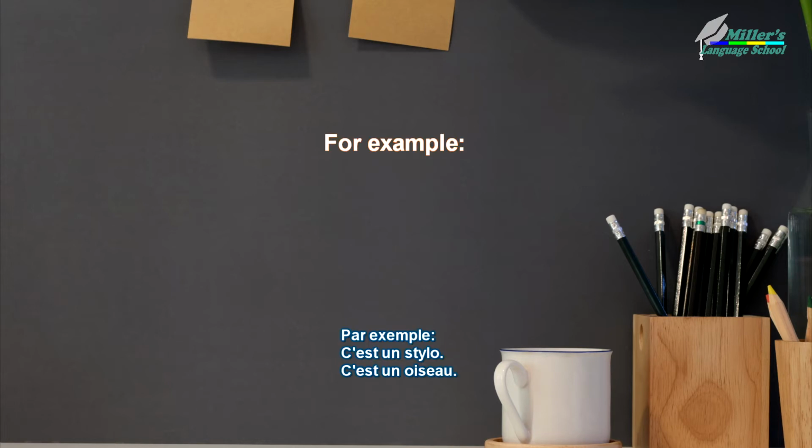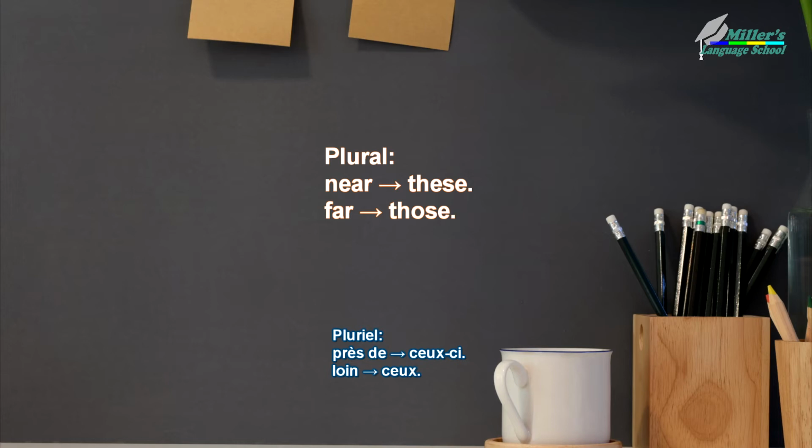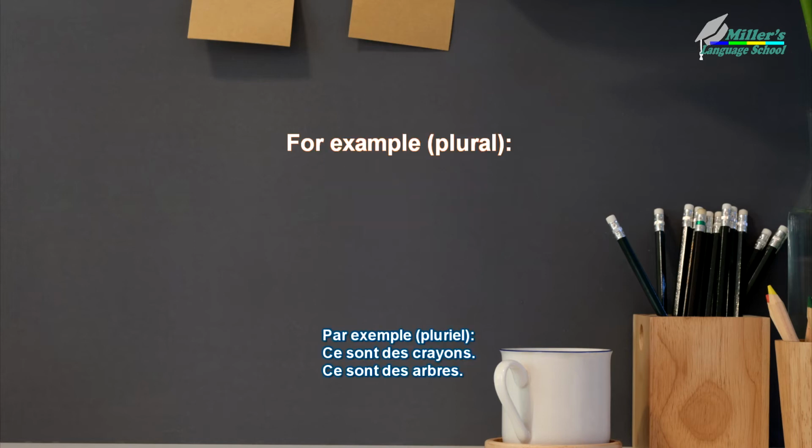For example, This is a pen. That is a bird. Plural. Near: these. Far: those. For example, These are pencils. Those are trees.